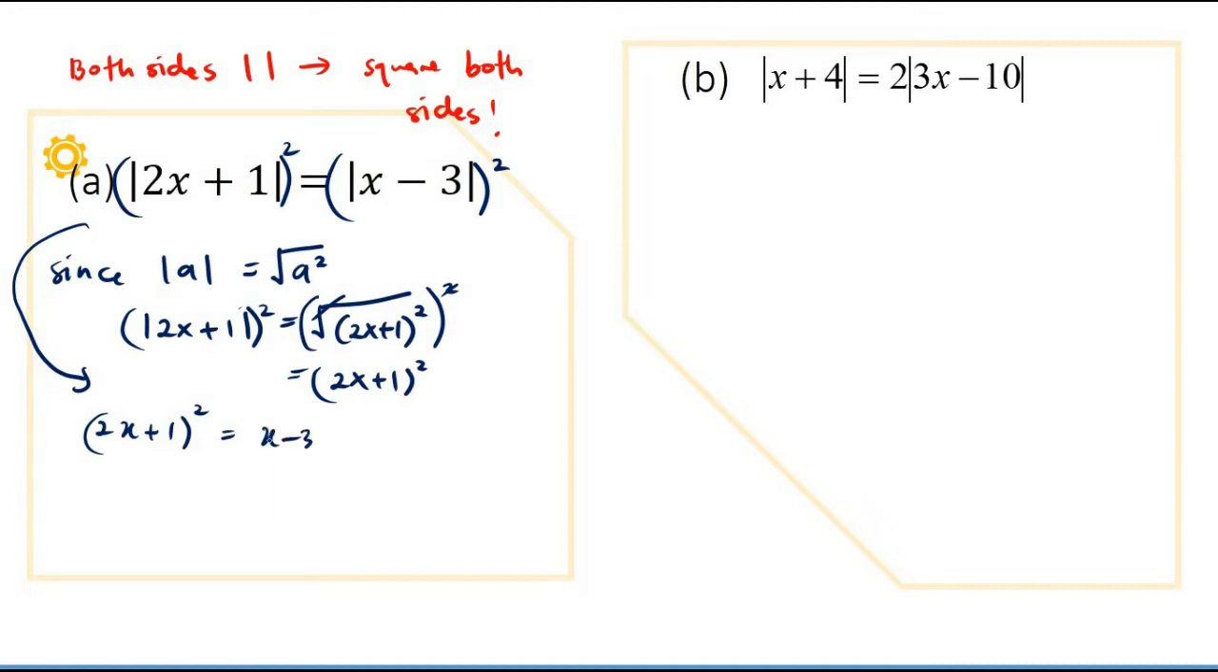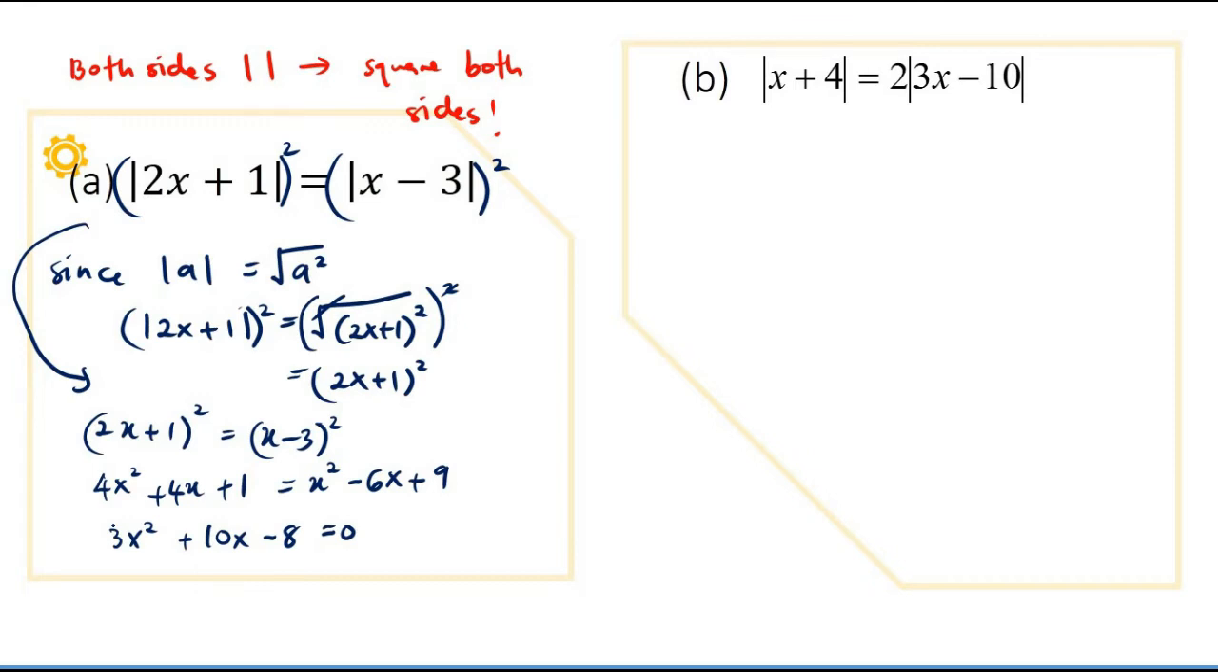The same goes with x minus 3, that should be squared. And then, as usual, you expand them one by one. So with a quick expansion, we should have 4x squared, and then 2x times 1 times 2, that should be 4x in the middle, as well as 1 at the back. On the right hand side, we should have x squared minus 6x plus 9. So simplify everything. Make the coefficient of x squared positive, which is 3x squared plus 10x minus 8 equals 0. And then you can use your calculator from here to solve for x.